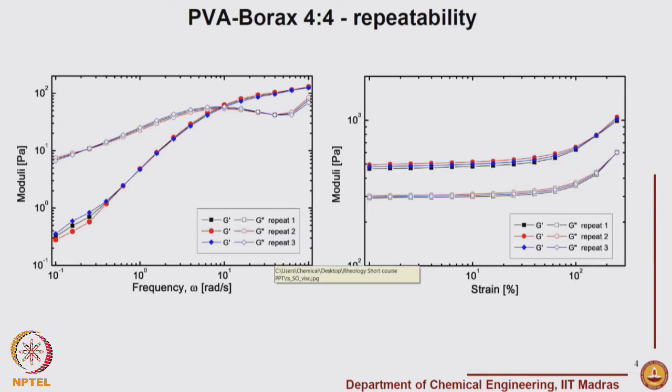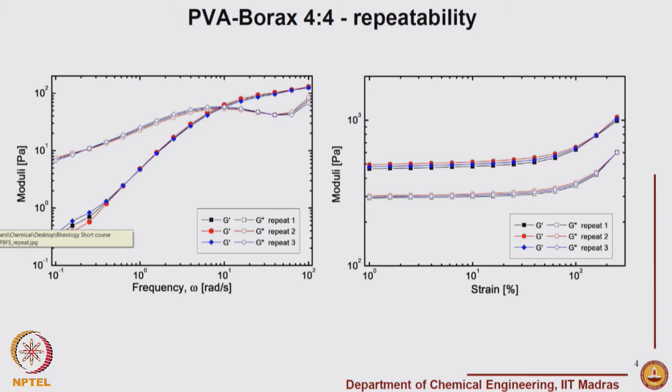So now, if you look at this PVA borax sample data, the intention of showing this is to see how good the repeatability is, where the repeatability will be a little less, and how reliable this data is. If you look at the 3 repeats, in black, red and blue colors, you can see that the overall repeatability is quite good, except maybe at very low frequencies where G prime seems to be slightly different compared to each other.